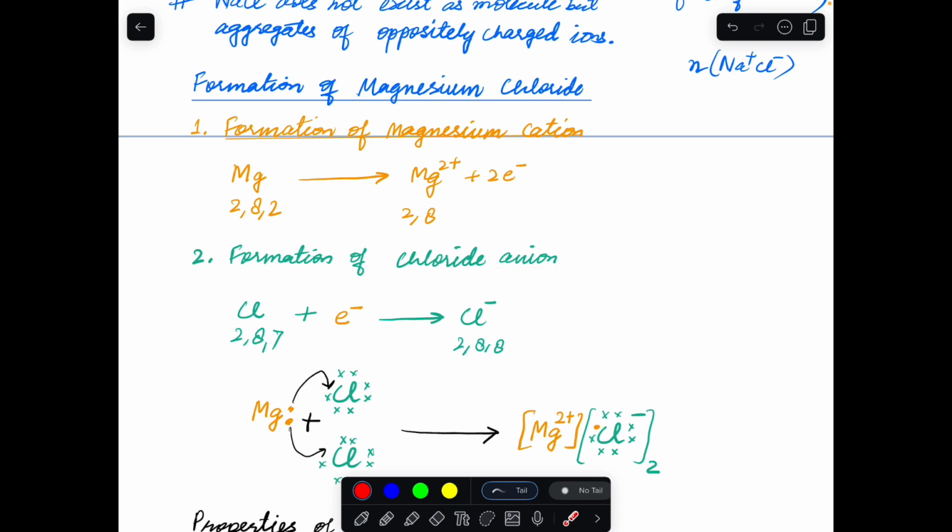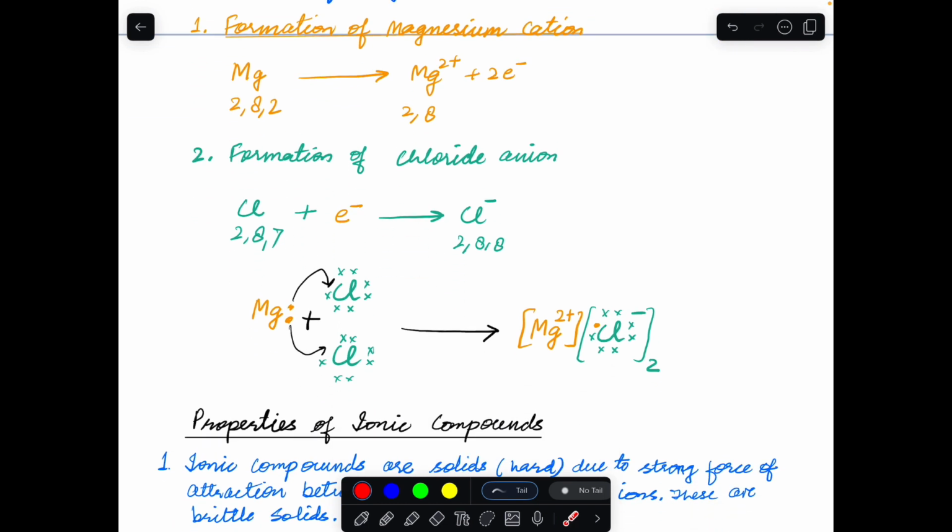One chlorine atom is in need of 1 electron, therefore it will take 1 electron to form a chloride ion. But one magnesium is losing 2 electrons. Therefore, to adjust 2 electrons, we have to have 2 atoms of chlorine, so that the 2 electrons lost by magnesium are used up, and we get the formation of 2 chloride ions. This is how we get the formula MgCl2.